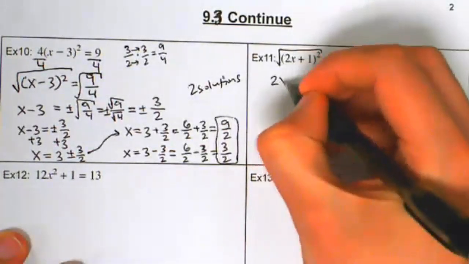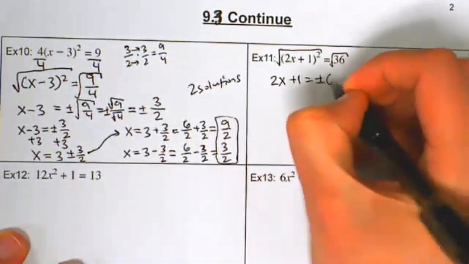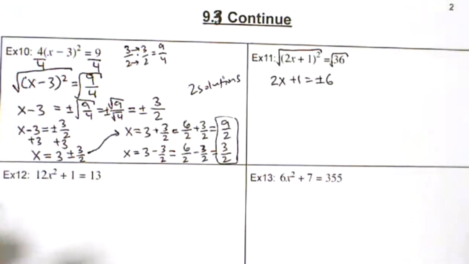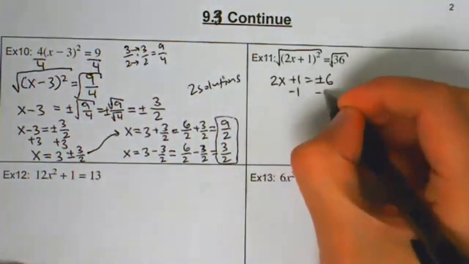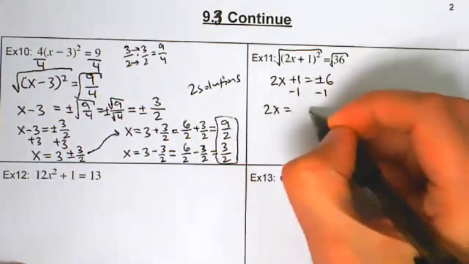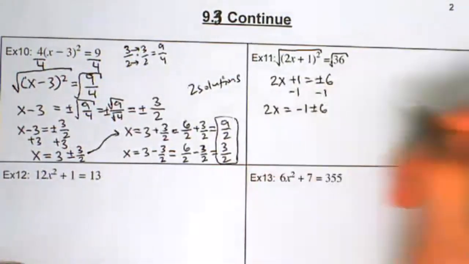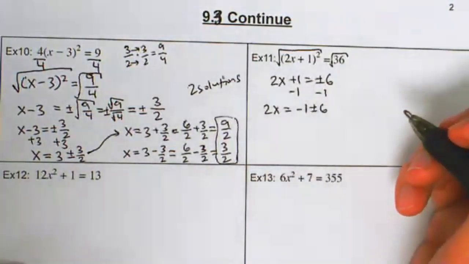The square root of 2x plus 1 squared is just 2x plus 1. And the square root of 36 is going to be plus or minus 6 because 6 times 6 is 36. But we're also living in a world where potentially we could have a negative 6 make up that 36. So what do we do from here? Well, we subtract 1 from both sides, and we end up with 2x is equal to negative 1 plus or minus 6.